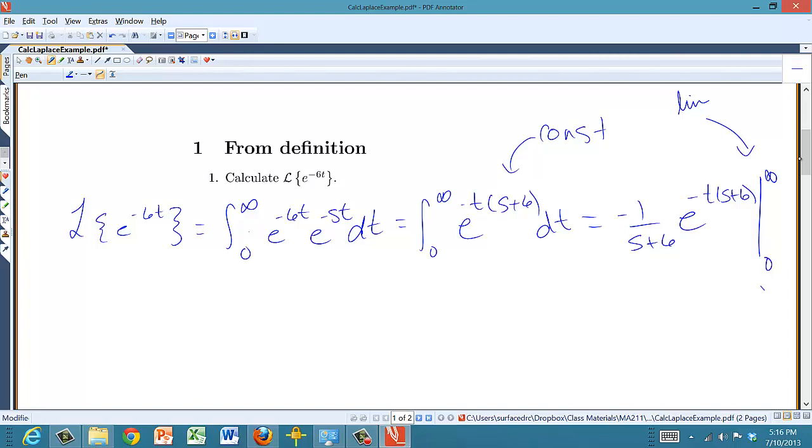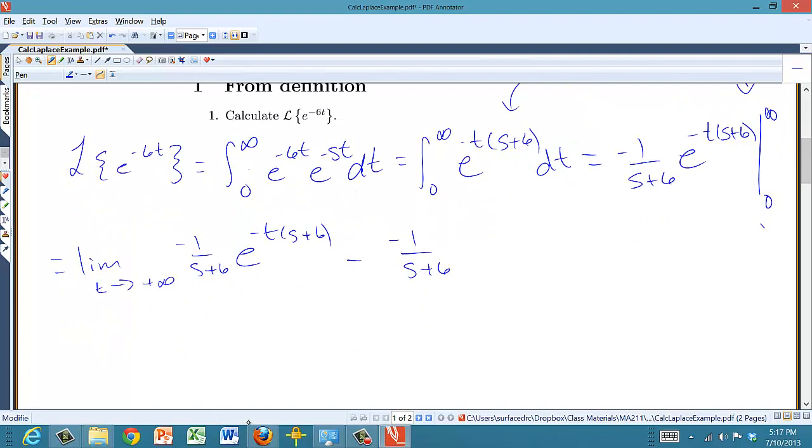So what happens to this integral as I let t go to positive infinity? Let's write it out. So this is the limit as t goes to positive infinity of negative 1 over s plus 6 times e to the negative t times s plus 6, minus, and then I can just plug in t equals 0 and I get negative 1 over s plus 6.